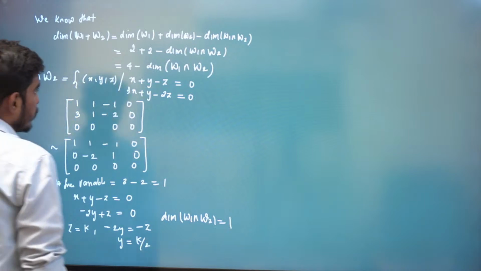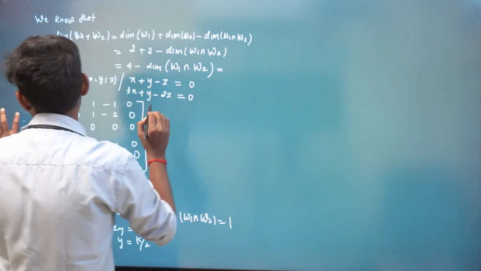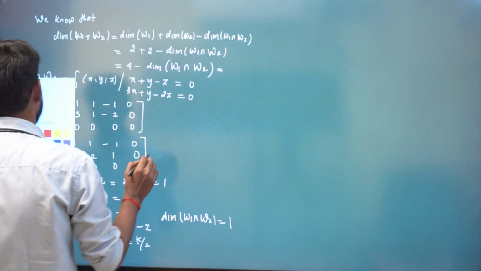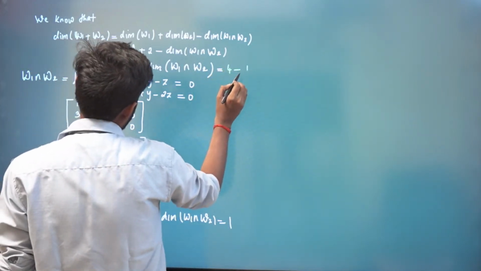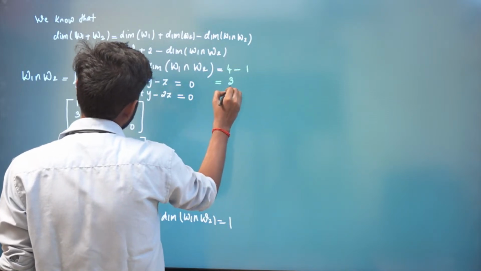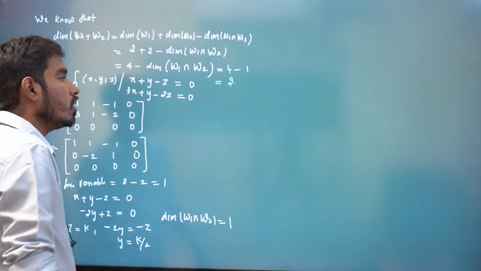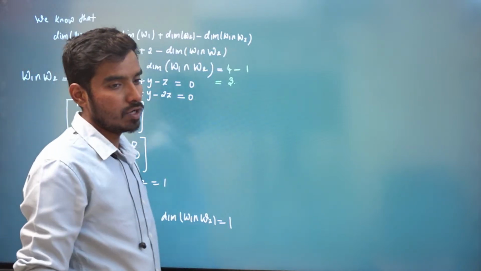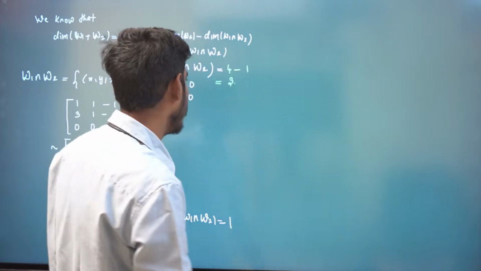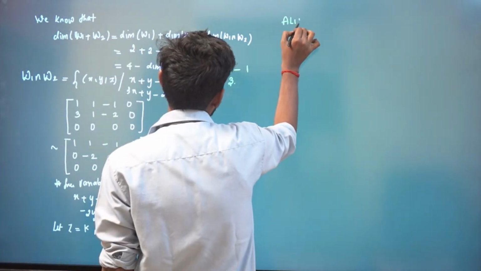So the dimension of W1 intersection W2 is 1, right? So you substitute here, 4 minus 1. So 3 is the dimension of W1 plus W2. Or you can also find the dimension of W1 plus W2 in some other way also. I'll tell you all other possible ways later.